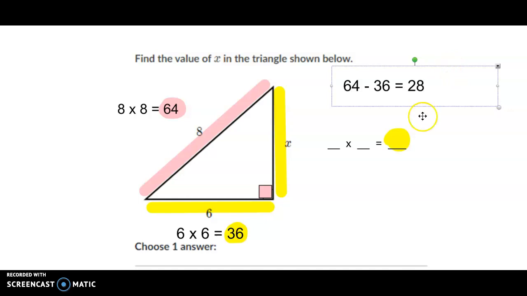Would be 28. Why did I have to subtract and not add? Because it's these two that add up to the 64. 64 minus 36 is 28. Okay, so I got that right. So this is a 28. It's like this number in here is 28.